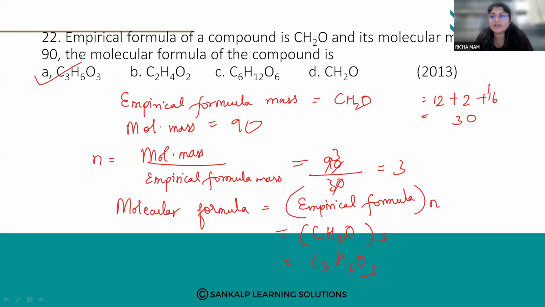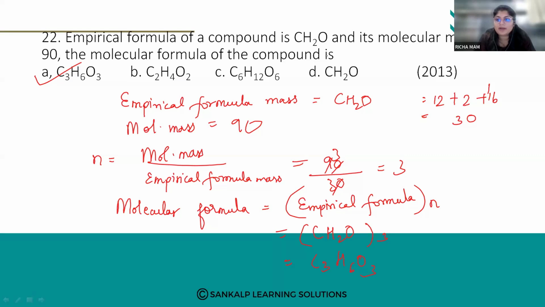What we have seen in this particular question is that the empirical formula of a compound is given, that is CH2O. From that we have found out the mass. We know the carbon weight, hydrogen weight, and oxygen weight, so we have calculated the mass of the given formula. Then the molecular mass is given. To find the integer by which we are going to multiply, what is the formula? The formula is molecular mass divided by empirical formula mass.